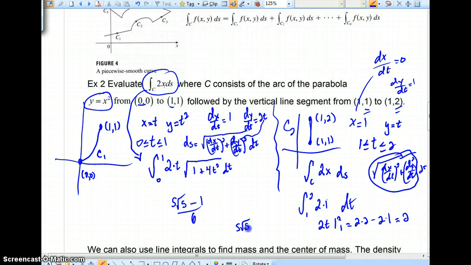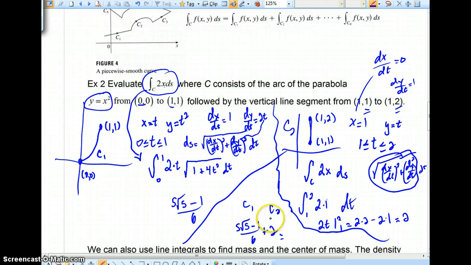Well, what's our final answer? Well, of course, we're going to have to add these two together. Here's your C1, here's your C2. And your final answer then is going to become, well, this is really 12 over 6 for 2. So you'd get (5 root 5 plus 11) all over 6.